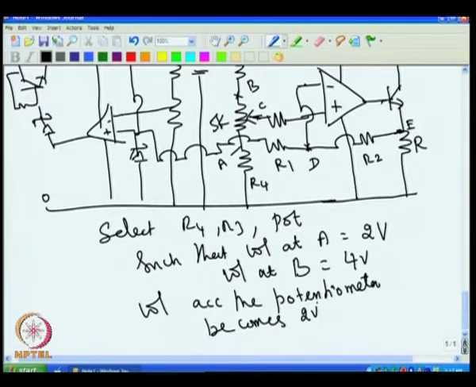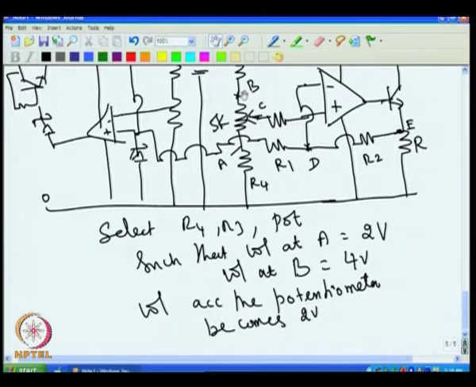So, that means if I keep this one at 2 volt and this is at 4 volt, then I know that when the potentiometer is varied, the voltage at this point will vary by 2 volt. If the voltage at this point varies by 2 volt, then this also has to vary by 2 volt, because this and this are always following each other. So, if this is at 2 volt, we know that this is at 2 volt.